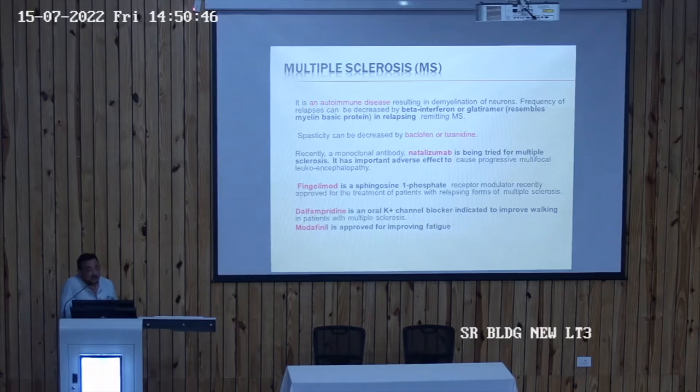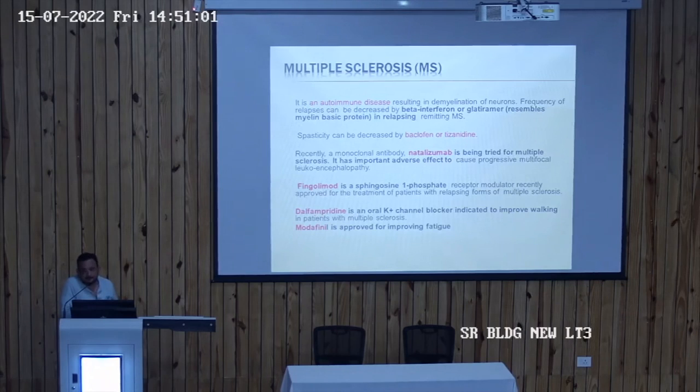It improves the walking in the patients. Modafinil. Modafinil is also given for jet lag. It improves your sleep-wake cycle. So modafinil can also be given.